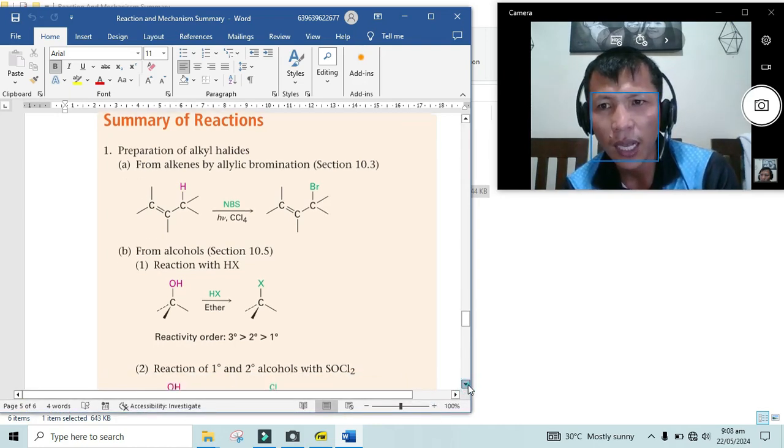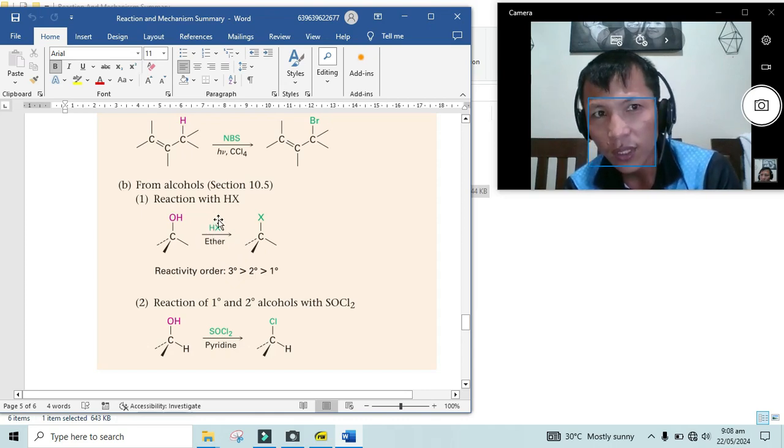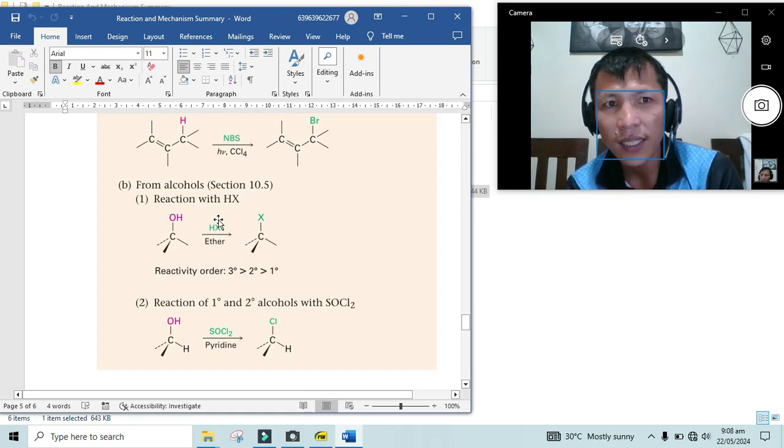So that is how it is used. And then you have alcohol, so your alkyl halide, or organohalide, can also be prepared from alcohol. So if you have an alcohol, you can react it with a hydrogen halide acid, which is common, just like your muriatic acid, that is HCl.